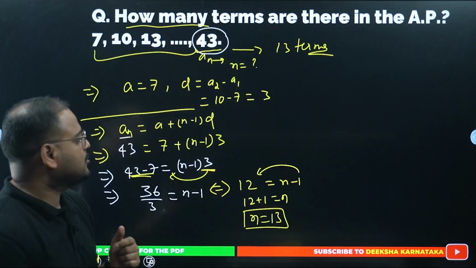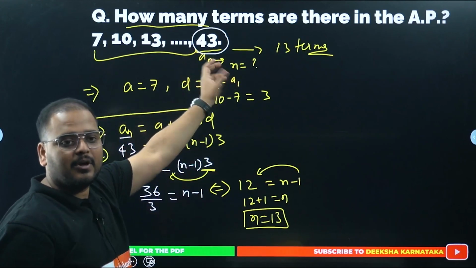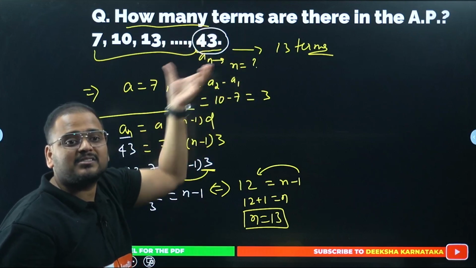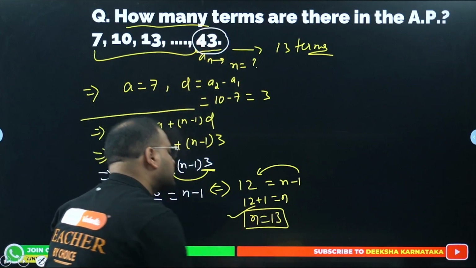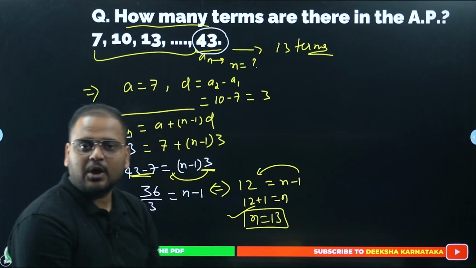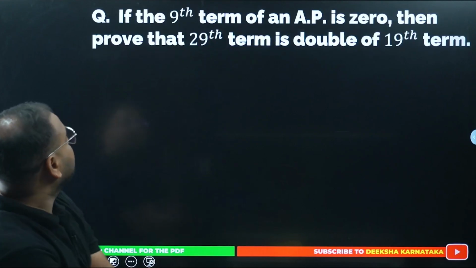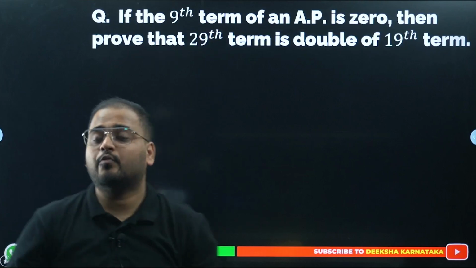So there are 13 terms. If I find the last term, which term is this? Is it the 5th term, 6th term, 10th term, whatever it is? It came as the 13th term. So that is our answer. I hope this is clear. Great. Moving on. If the 9th term of an AP is 0, what is it?